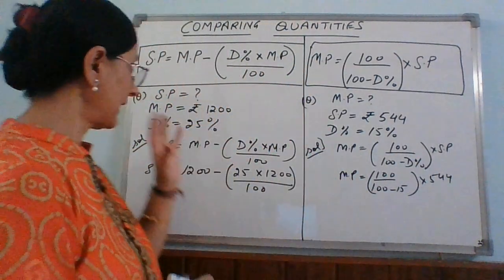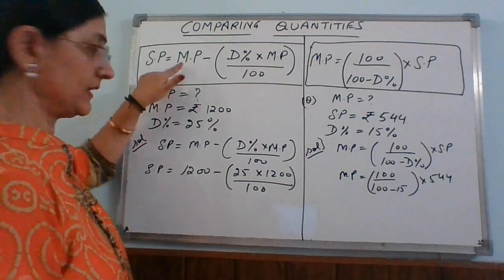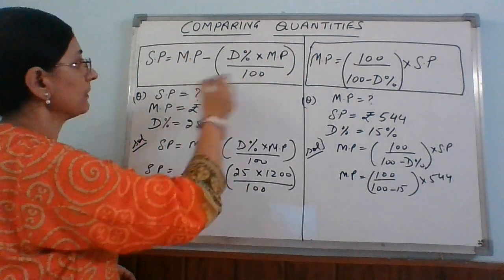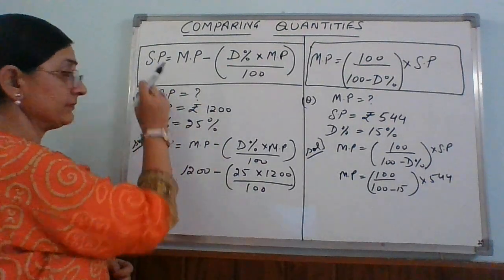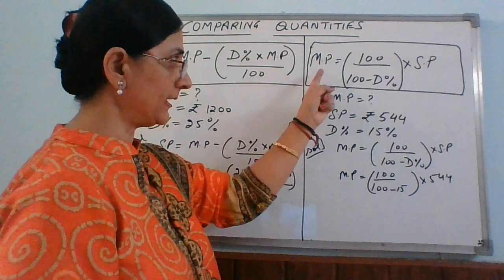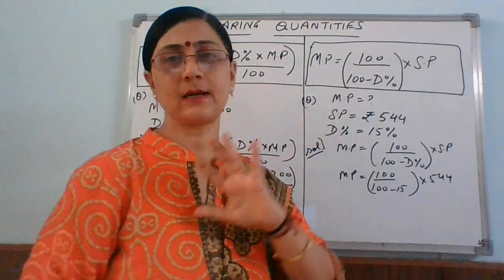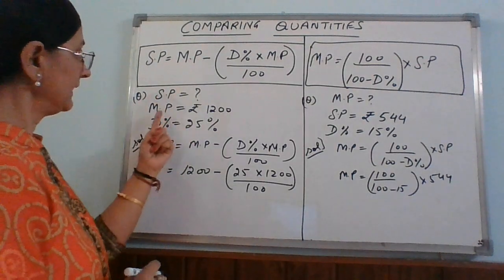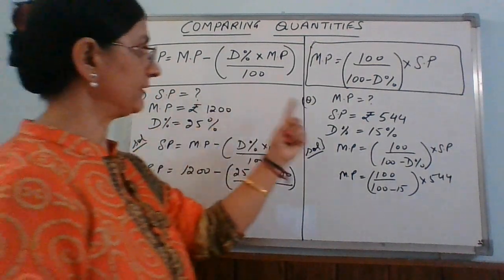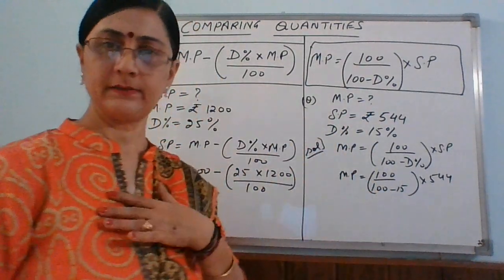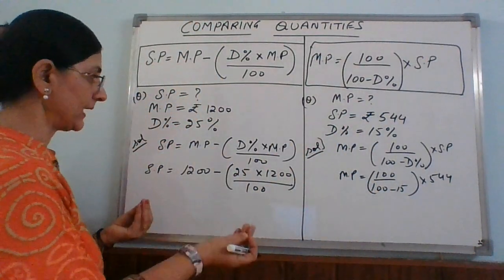Now how to find selling price when MP is given, mark price is given and discount is given. So this is a formula. You can directly find out SP when MP is given and discount percent is given. And how to find MP when SP is given and discount percent is given, right? So I've taken a question where you have to find SP, MP and discount percent is given. I've taken a question where you have to find MP, SP and discount percent is given. You just have to apply the formula, just do the calculations.